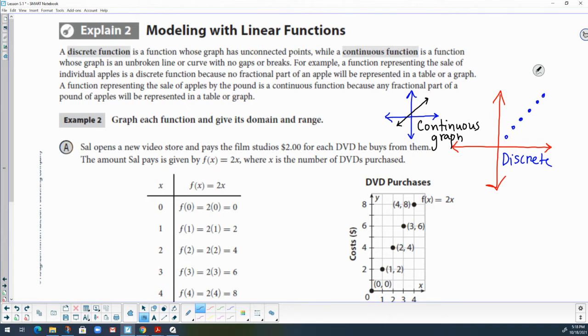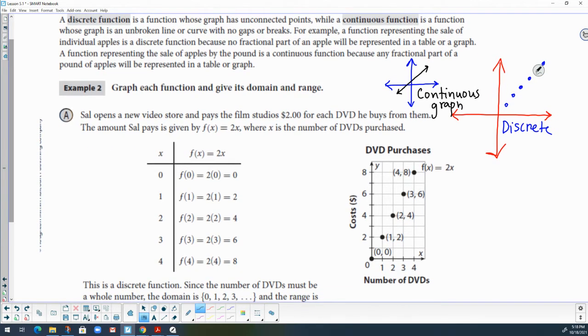Our example here: Sal owns a video store and he pays the film studios $2 for each DVD video. He does not want to purchase half of a DVD. The amount Sal pays is given by my function, f(x) = 2x, and this is an input-output. If he doesn't buy any videos, he doesn't have to pay anything. Therefore, that's why it starts at (0, 0).